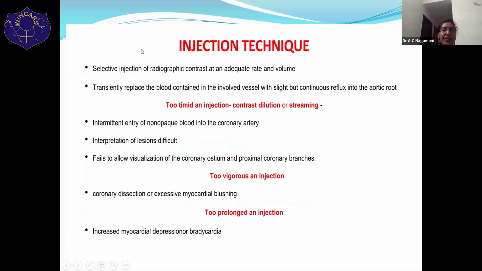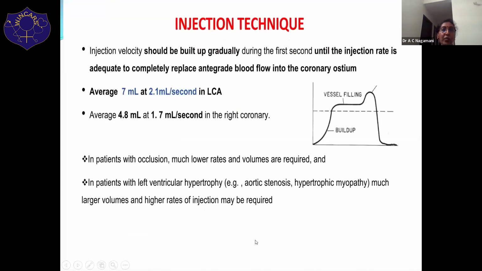So what are the injection techniques which we have to follow? Selective injection should be at an adequate rate and volume. It should transiently replace the blood contained in the involved vessel with slight but continuous reflux into the aortic root. If there is no reflux, we suspect ostial disease. If you give too timid an injection, there is contrast dilution or streaming. Interpretation of the lesion becomes difficult. Your visualization is not adequate. If you give too vigorous an injection, dissection or excessive blushing can happen. If you give too prolonged an injection, contrast materials are myocardial depressants, they depress the myocardium, and the patient can have bradycardia.